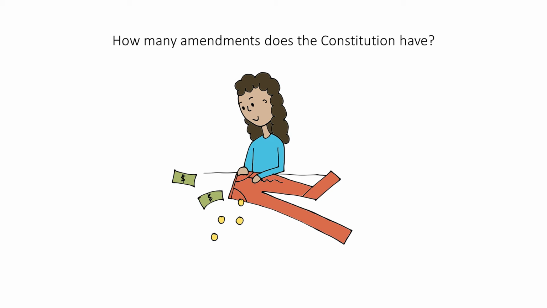How many amendments does the Constitution have? 27. Imagine that this change is going to heaven, which sounds like 27 for 27.